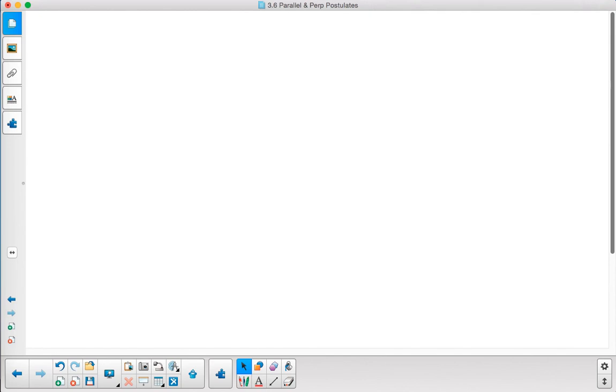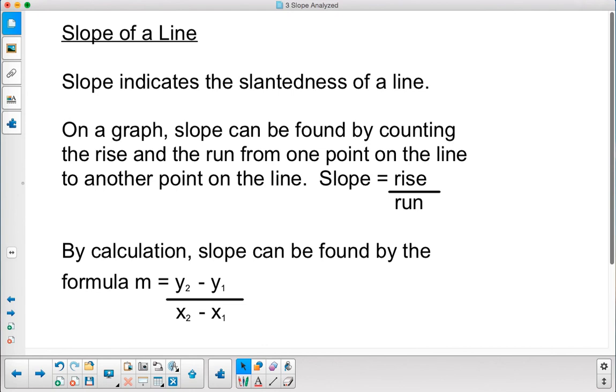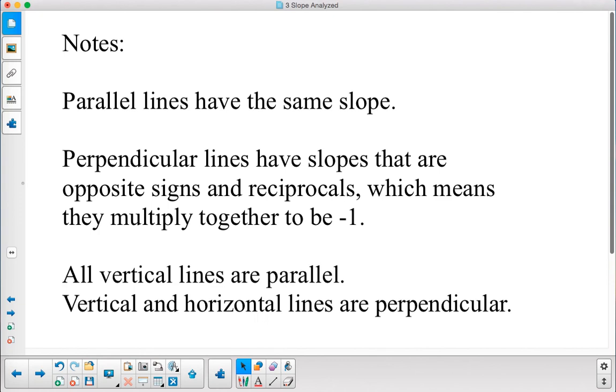I will be giving you a book assignment related to this section. There's a short worksheet that I'm going to also include, and it just has to do with the slope of lines. These are notes that you should already have related to the slope of a line. These are the new ones. Parallel lines have the same slope. Perpendicular lines have slopes that are opposite signs and reciprocals, which means they would multiply together to be -1. All vertical lines are parallel. Vertical and horizontal lines are perpendicular.